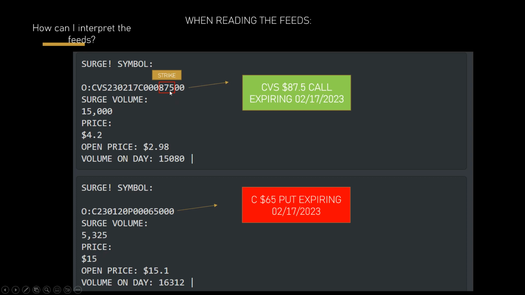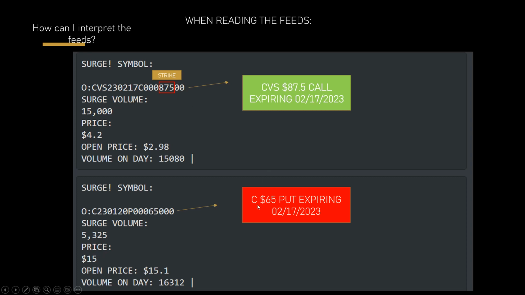I know there's not a decimal point there, but the way you would know that is whenever you type in CVS in your brokerage app to visualize it and see what's going on, you'll notice that CVS is trading nowhere near $875. So the only strike this could be is 87.5, and it also will match the volume. So this is a call example. We have CVS 2023 February 17th call at the 87.5 strike that showed up on the surge alert on Friday.